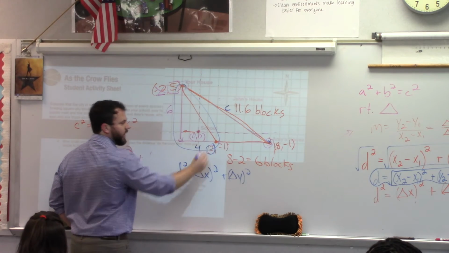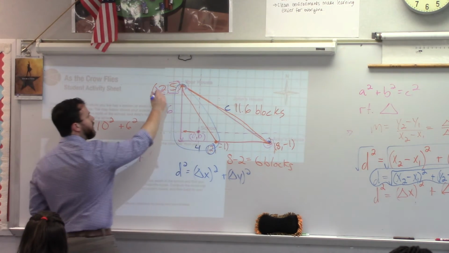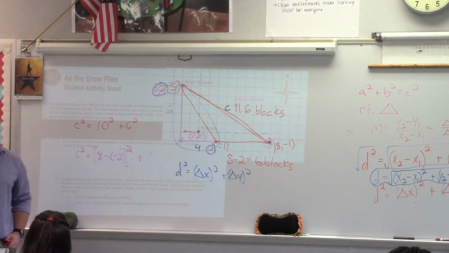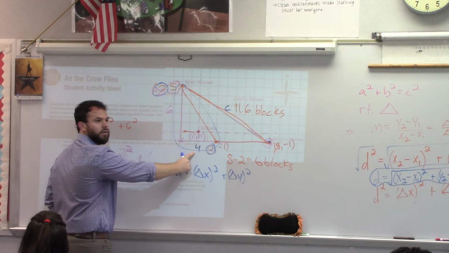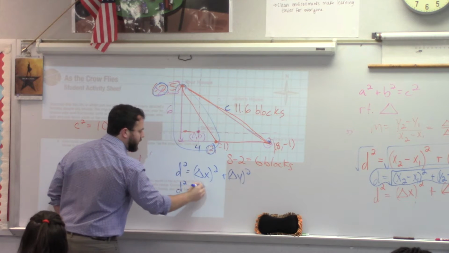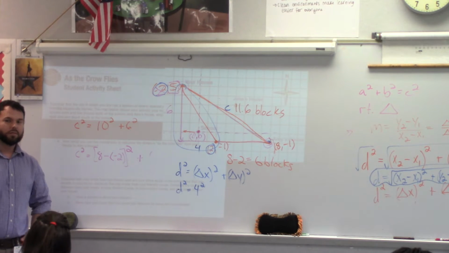Hey, this is an x value, is it not? 2. And then here's another x value of -2. How far apart are those two things? 4. Oh, you mean it's the same as this 4 right here? Oh, that's it. Tell me again, Kelsey, how hard was that? That's not that hard.